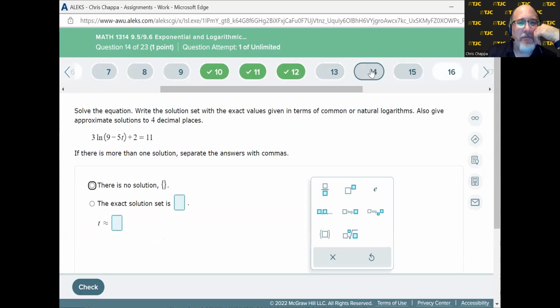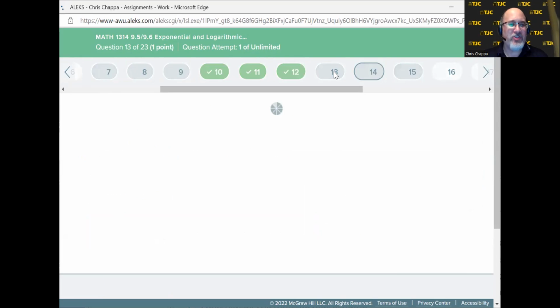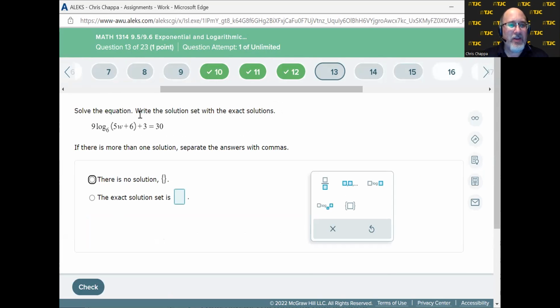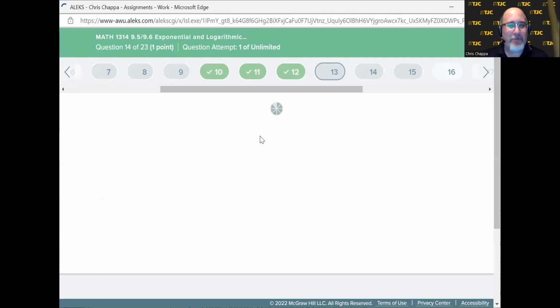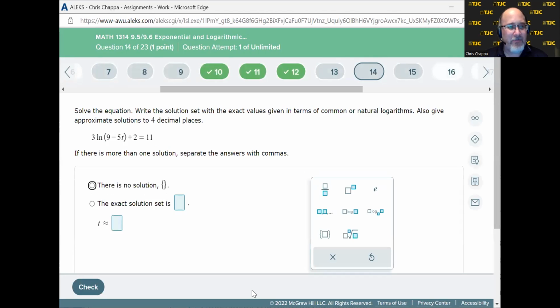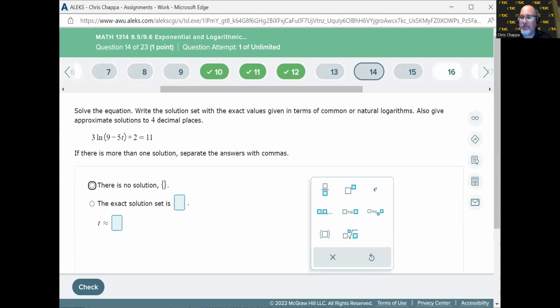Let's go back to number 14. We could do 13, but 13 and 14 are pretty much the same. They may not look the same. It's just that the numbers are different. This log has a base 6. This log has a base e. We're going to do number 14, which I already have set up.